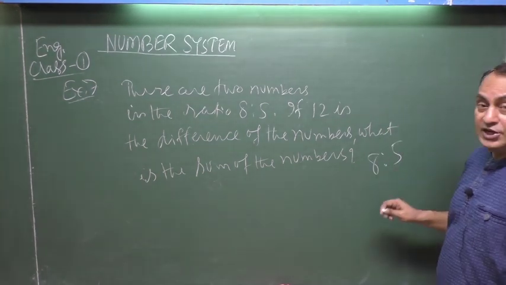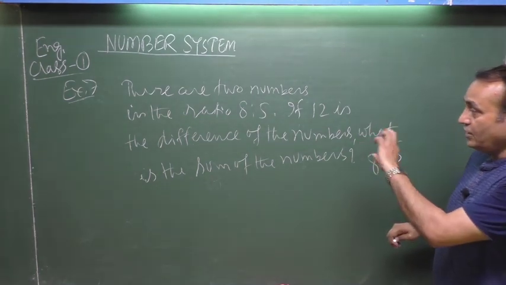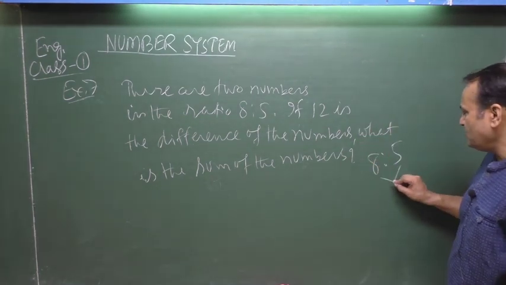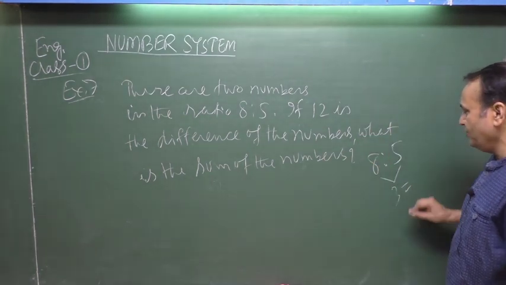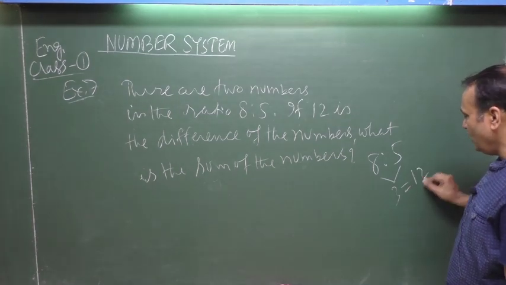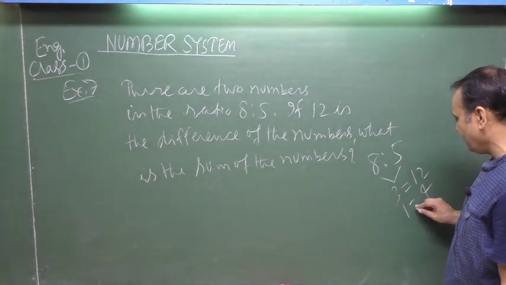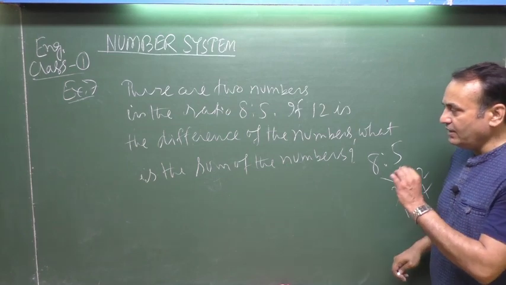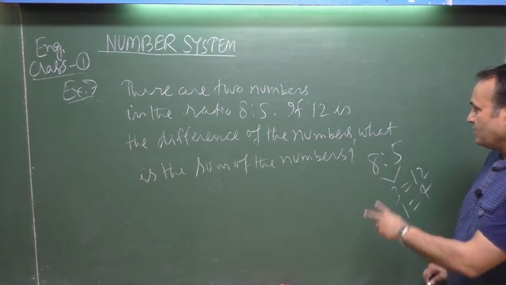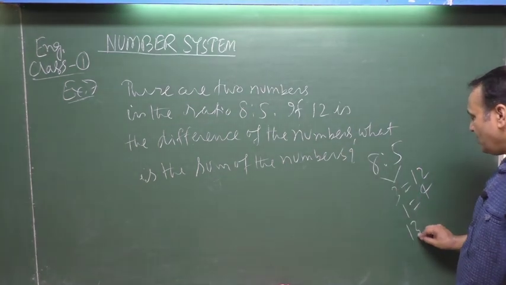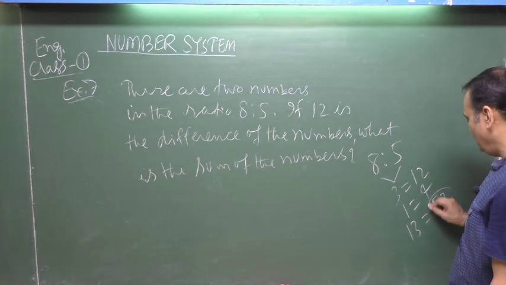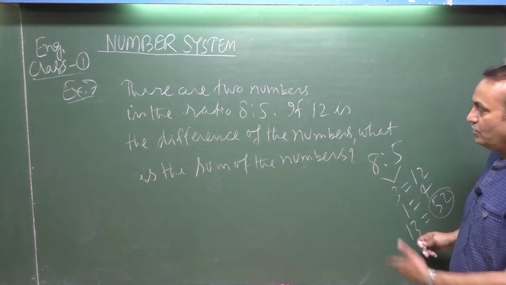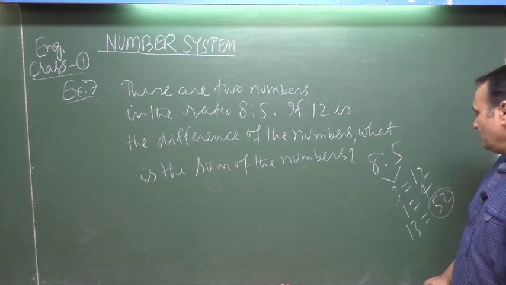There are 2 numbers in the ratio 8:5. Question says the difference is 12. Difference means 8 minus 5, 3 units. So 3 units equals 12, 1 unit equals 4. Then the demand is the sum total of the numbers, means 8 plus 5, 13 units, which is 13 fours, 52. This is your final answer. Copy down.